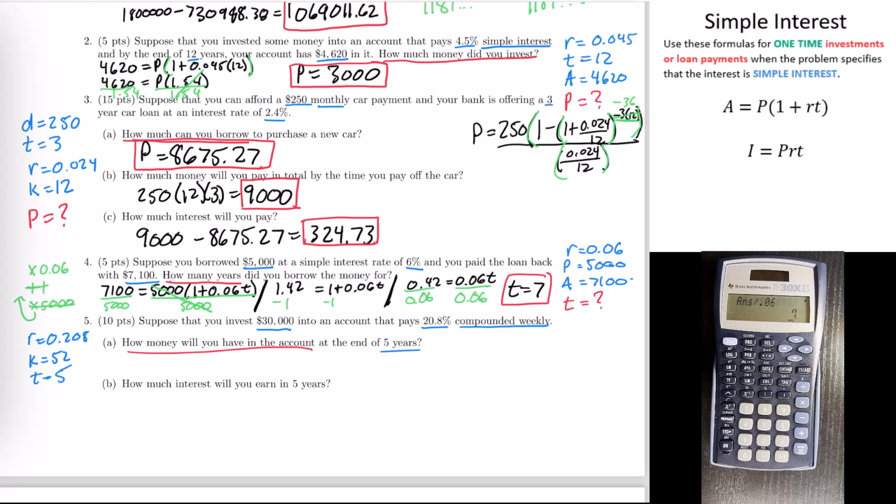And it didn't say that we're investing this on a monthly or weekly basis. It just says that we invest it, which means it's a one-time investment that happens at the beginning.